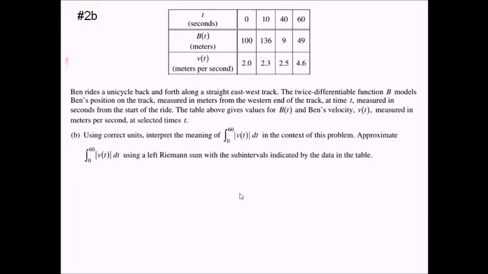For this problem, they want us to interpret the meaning of the integral from 0 to 60 of the absolute value of v of t dt in the context of the problem, and then approximate it with a Riemann sum, but we'll get there in a minute.